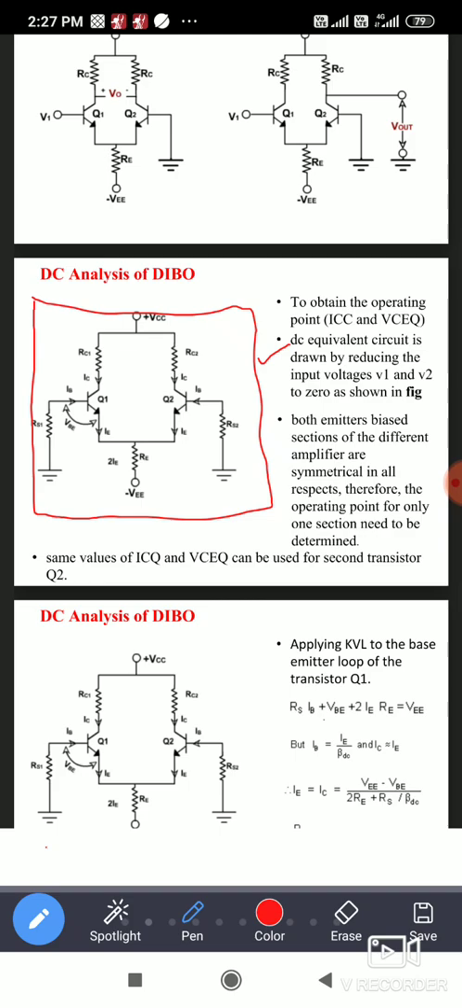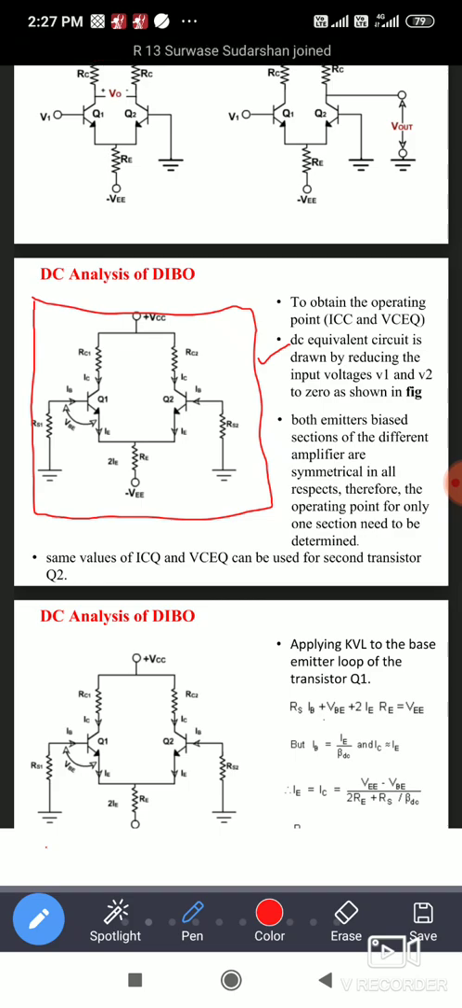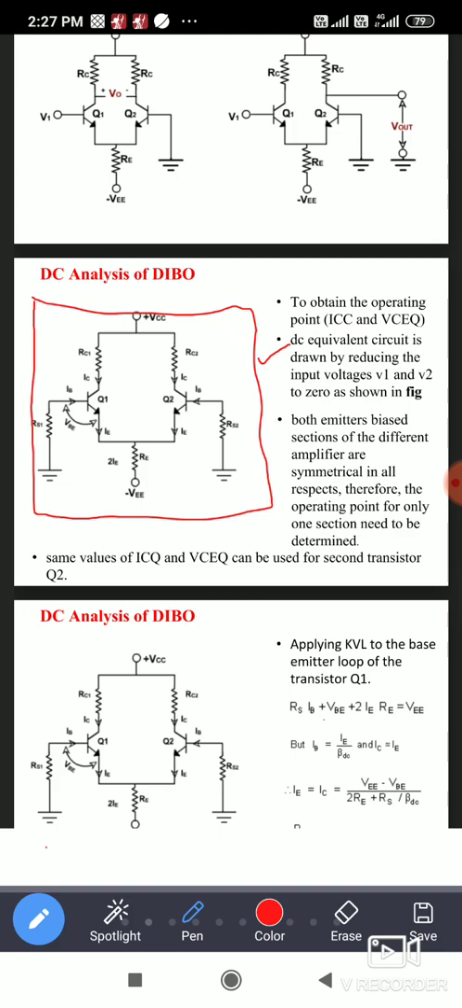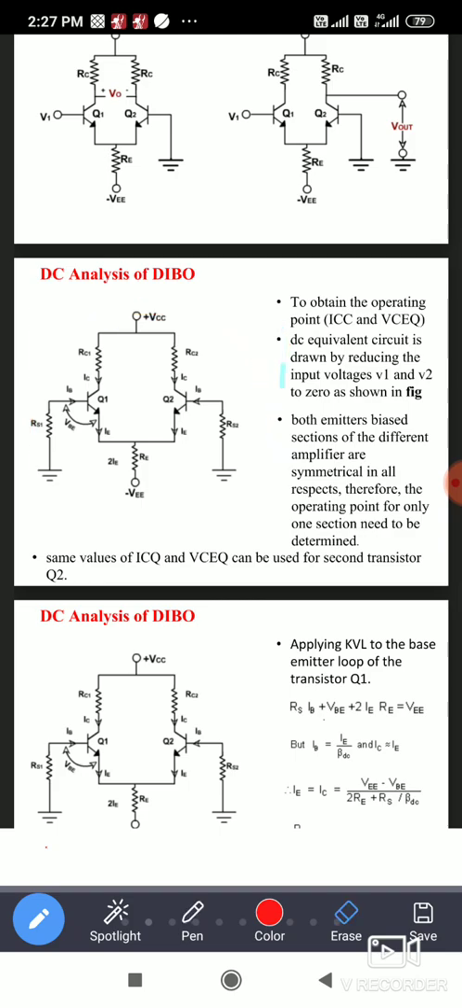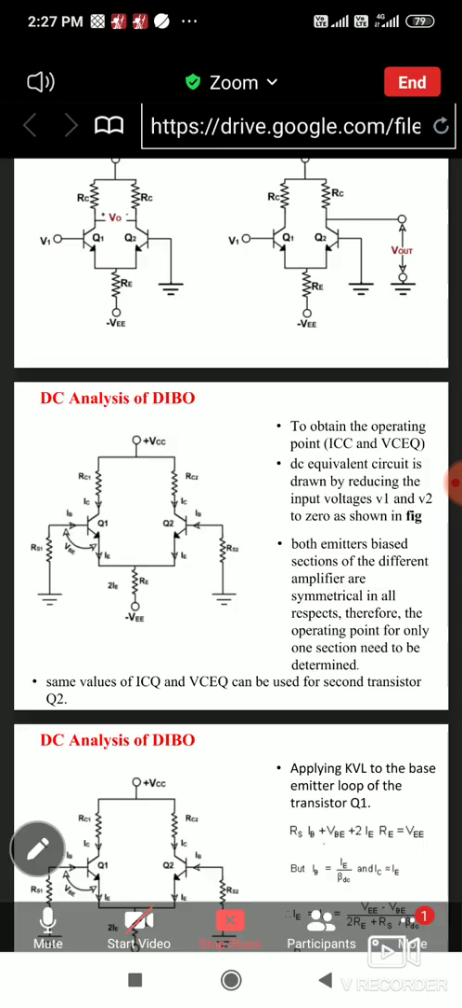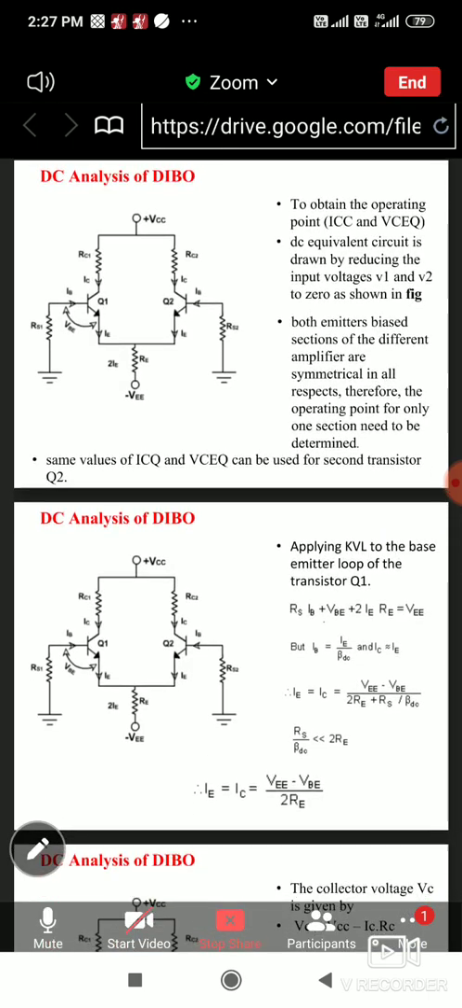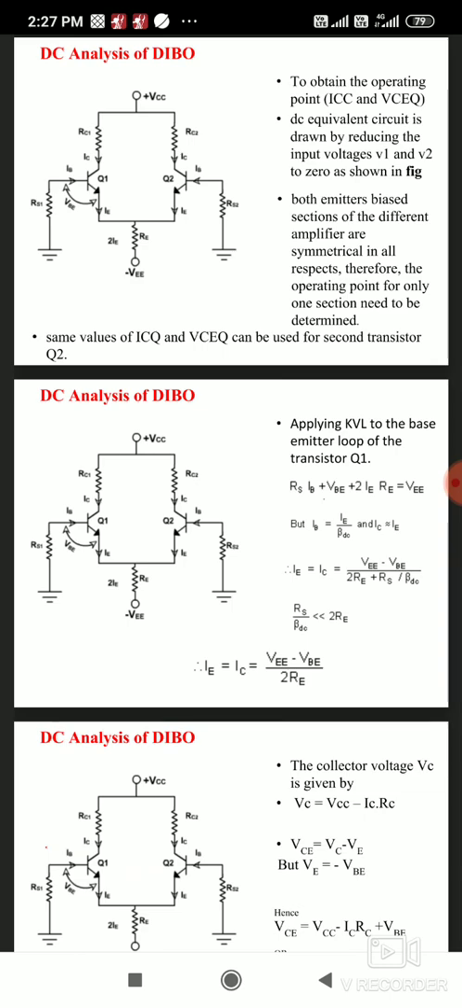So we start the DC analysis. First of all we find the expression of collector current IC. Then we can find the collector to emitter voltage VCE. Okay. So up to this, anyone having queries? Up to now we have discussed the fundamentals of DC analysis. Now we are moving towards the derivation. If you have any queries you can ask, otherwise we can start now the derivation to obtain the collector current expression. Anyone having queries?